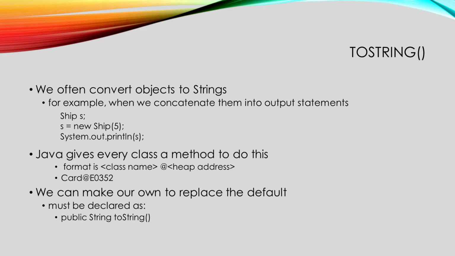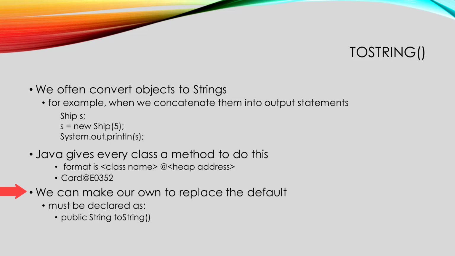There is one other method that every class gets by default, toString. The JVM calls toString anytime it needs to convert an object to a string. For example, if s is an instance of Ship and we pass it to System.out.println, the JVM will call the object's toString method and print the resulting string. The default toString method returns a string that is the name of the class, an @ sign, and then the memory address where the object is stored, which just looks like gibberish.